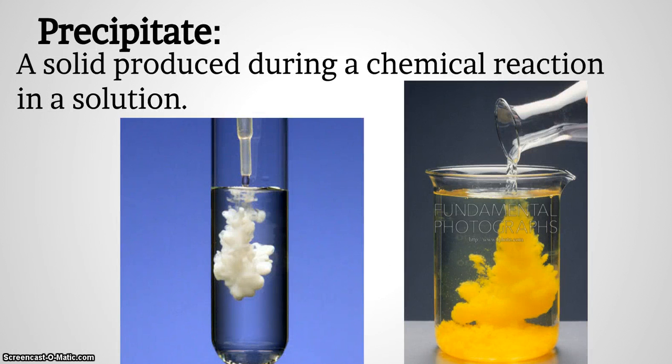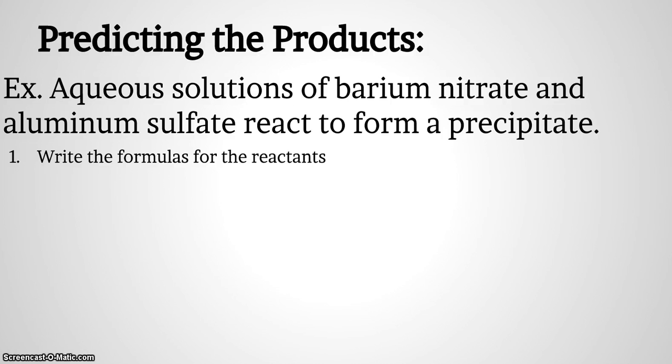And generally, you're going to get a precipitate, which is a solid that's produced during a chemical reaction in a solution. And here are two examples of precipitates being formed. That's what they look like. What we're going to focus on in this video, though, is how to predict the products of a double replacement reaction. So here's our example, and we're going to go through all the steps needed to predict the products.